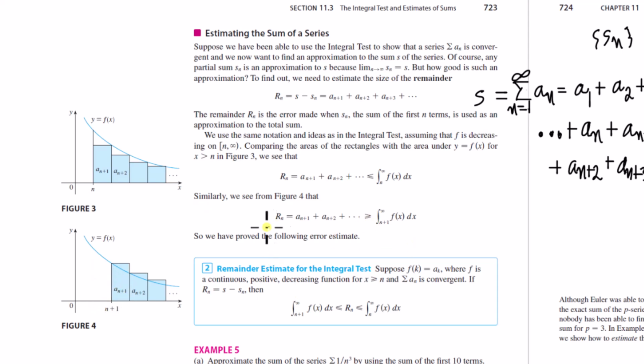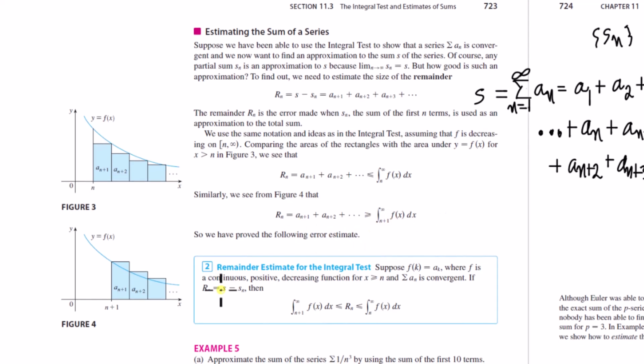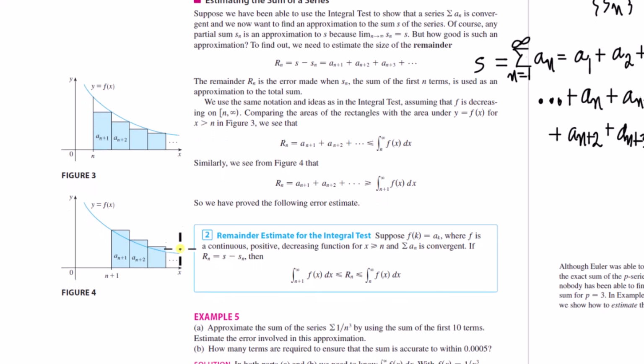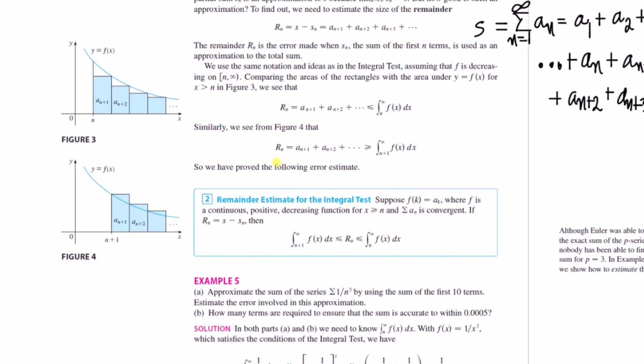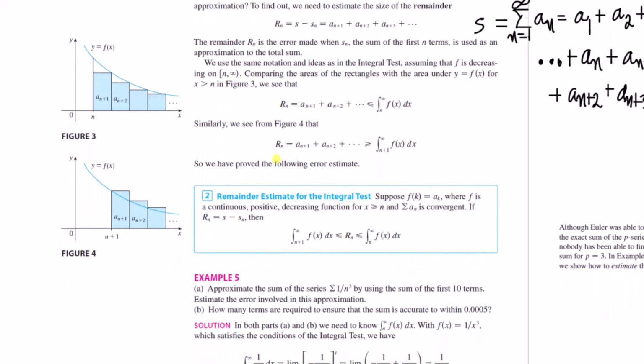So for R sub n, this would be the lower bound. The upper bound on R sub n is the improper integral from n plus 1 to infinity of f of x dx. And that's it. That's the remainder estimate for the integral test. That's how you can get an upper and lower bound on R sub n.